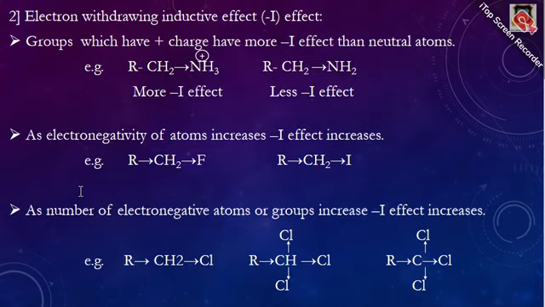The next effect is electron withdrawing inductive effect. Groups which have plus charge have more minus I effect than neutral atoms. Here you can see this nitrogen is positively charged and this nitrogen is neutral. Therefore, positively charged nitrogen has more minus I effect than neutral nitrogen. As electronegativity of atom increases, the minus I effect increases. Fluorine is more electronegative than iodine. Therefore, fluorine exerts stronger minus I effect than iodine. As the number of electronegative atoms or groups increases, minus I effect increases.